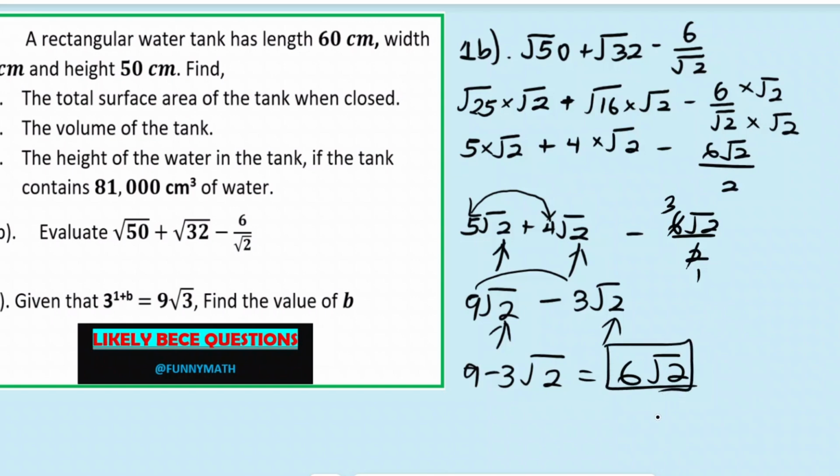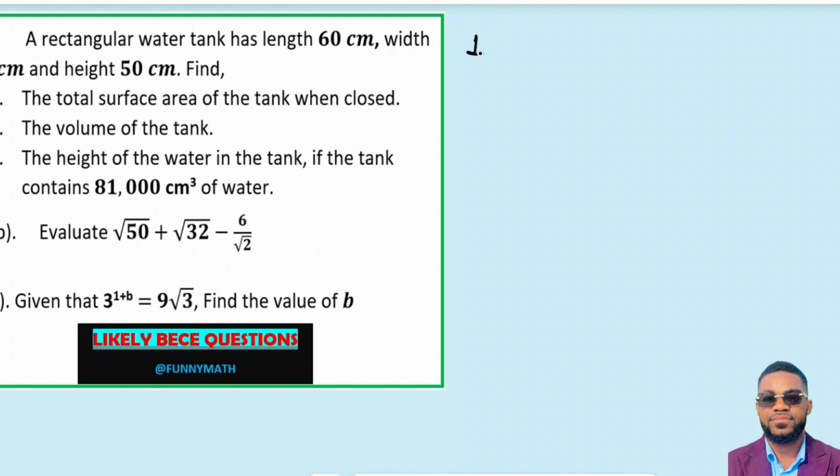Let's take the last one. So the last one is 1c. We have 1c here. Given that 3 exponent 1 plus b is equal to 9 root 3, you have to find the value of b. So what do we do in this case? This is an exponential equation because one of the exponents has an algebraic expression, that is 1 plus b. So this is an exponential equation.